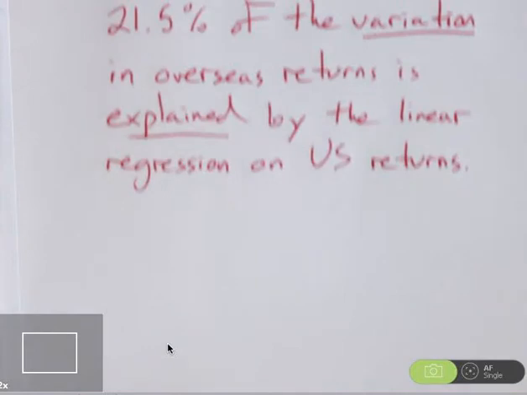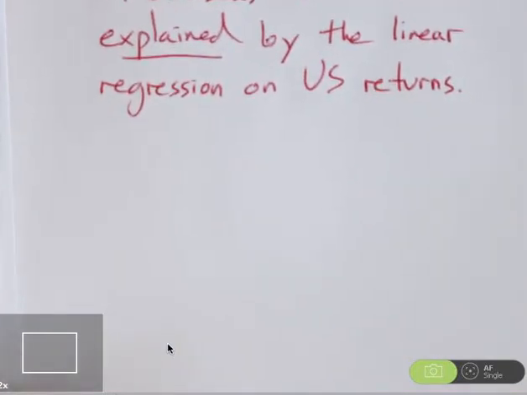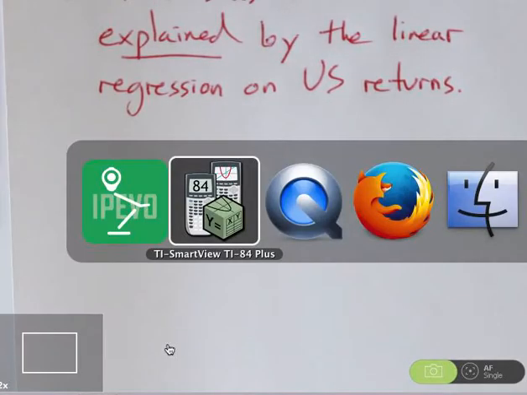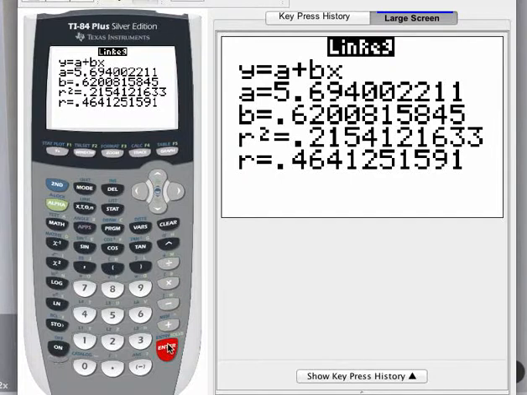So in part C, you're being asked to write down that model specifically. So let's go back to the linear regression. I can see that my slope is 0.62 and my intercept is 5.69. So I will write it down here. The intercept was 5.69 and the slope was 0.62.